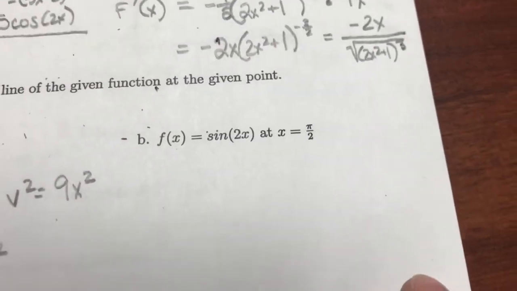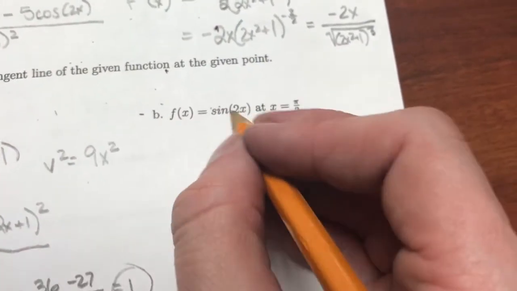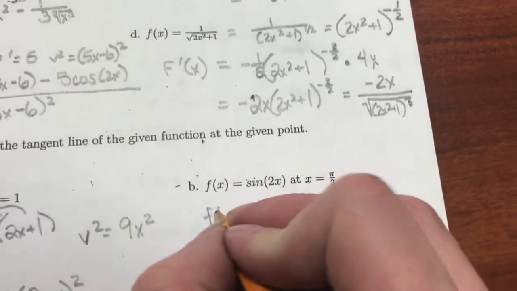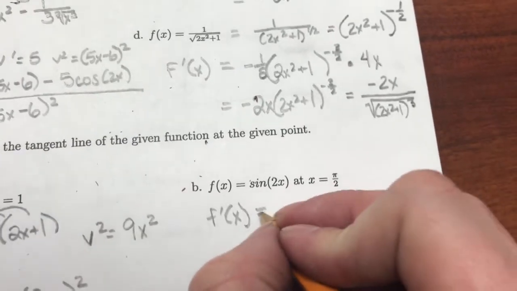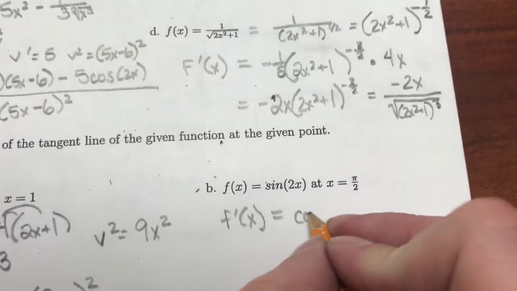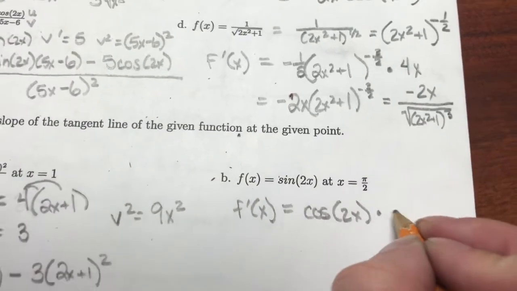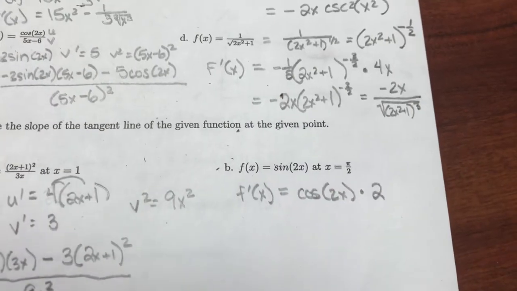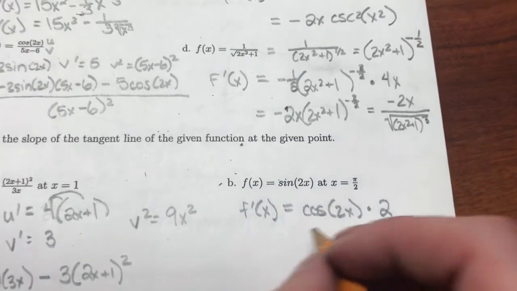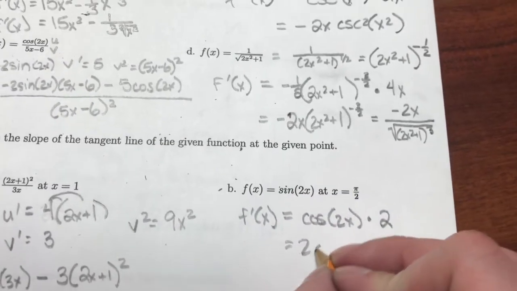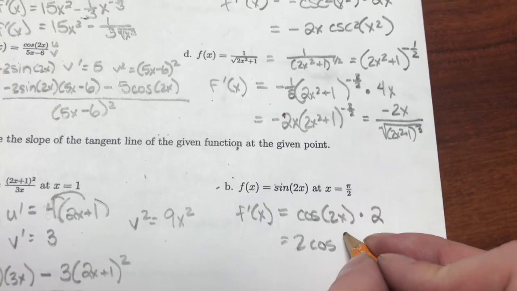B is the same as it was last time. Looks like chain rule. F prime of x is going to be take the derivative of the outside, which is cosine, keep the inside, but multiply everything by the derivative of the inside. Okay? So in other words, 2 cos 2x.